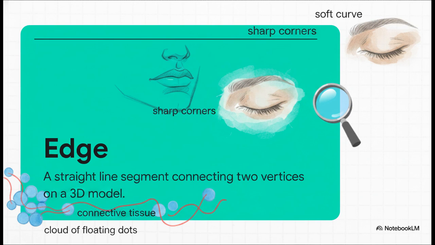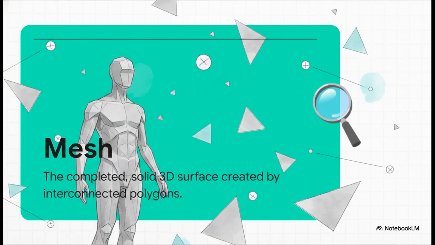If you zoom way in on that topology, you'll hit the edge. An edge is literally just the connective tissue linking your individual vertices together. Without edges, you're just staring at a floating cloud of dots. The edges are what actually define things, like the sharp corner of a jawline or the really soft curve of an eyelid. And when you finally patch together all those vertices, edges, and flat polygon faces, boom, you get the mesh. The mesh is the fully realized solid shape of your 3D character.